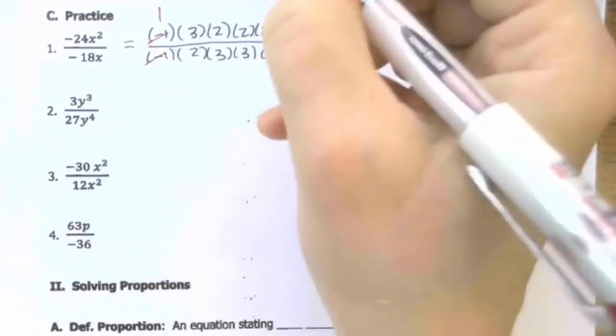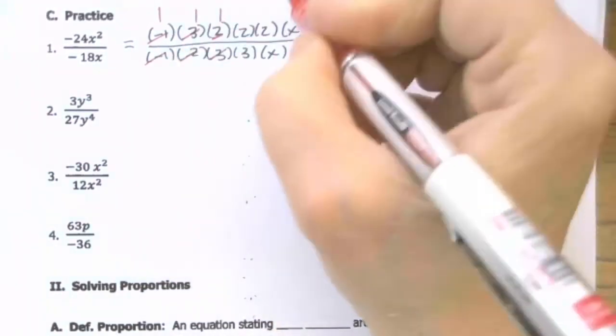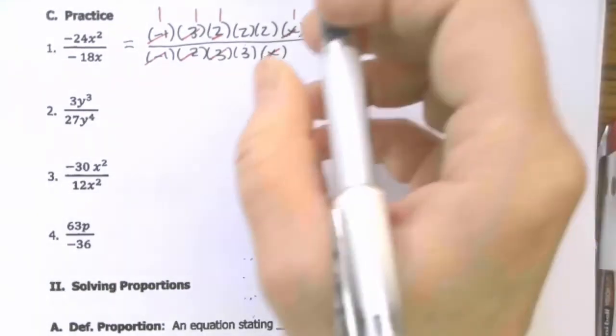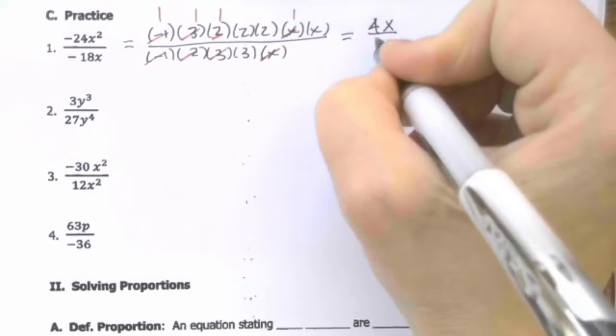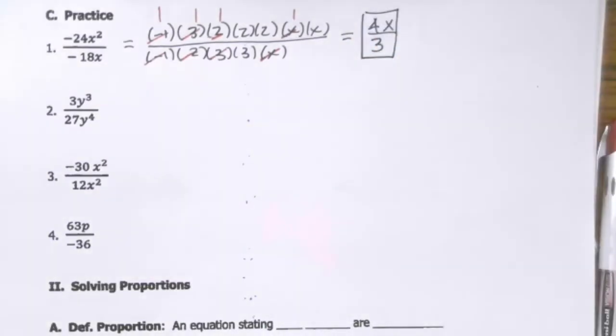-1 goes into -1 one time. 2 goes into 2 one time. 3 goes into 3 one time. x goes into x one time. So we are left with 2 times 2 times x, which is 4x, over a 3. Okay, so what I want you to do is pause the video and reduce the last 3 here, and then turn it back on, and we'll go over it and you can check your work. All right, so go ahead and pause the video.